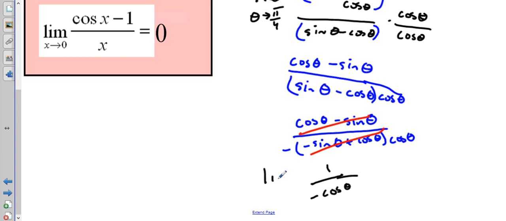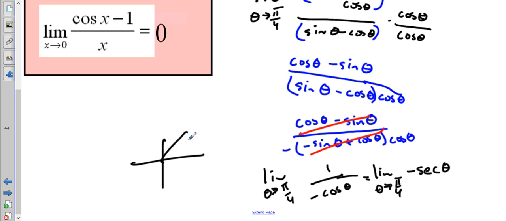Now, we're going to take the limit as theta approaches pi over 4. To make it a little bit nicer, this is the same thing as the limit as theta approaches pi over 4. What's 1 over cosine? 1 over cosine is, sorry, secant of theta. So essentially, I'm finding secant of theta at pi over 4. Once again, do pi over 4, 1, 1, radical 2. Cosine is adjacent over hypotenuse, so secant will be hypotenuse over adjacent, which gives us negative square root of 2. Negative square root of 2.